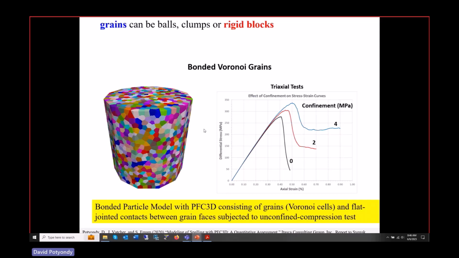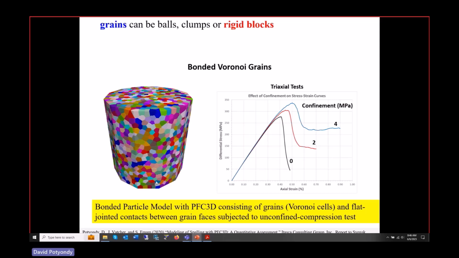This is more reasonable. You could think of these grains as real grains, like in something such as a granite. These are Voronoi grains, and this was actually done with PFC 3D. These are rigid blocks. We do a Voronoi tessellation on this region, then turn every Voronoi cell into a rigid block.